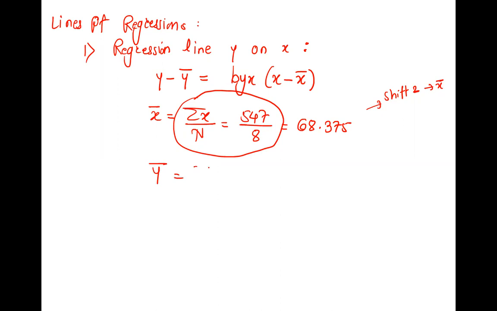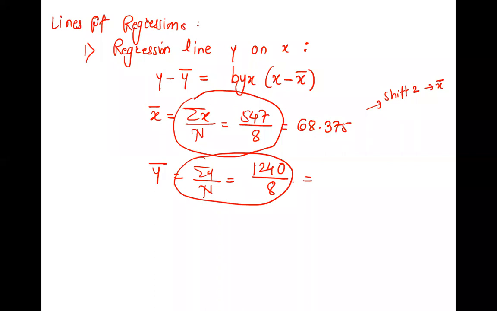Second, Y bar is summation Y by N. Summation Y is 1240, upon 8, and it is 155. Shift and 2 again, go ahead and there Y bar is at number 1. So press 1 and equal. It is 155. Everyone is getting it? Good. So X bar, Y bar done.